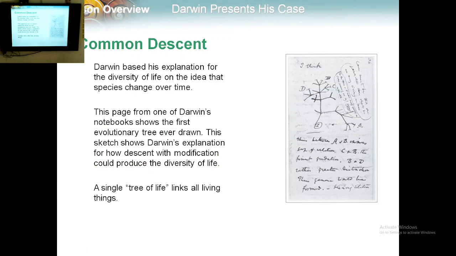And he based his explanation for the diversity of life on the idea that species change over time. A single tree of life links all living things, as you can see here in the picture.